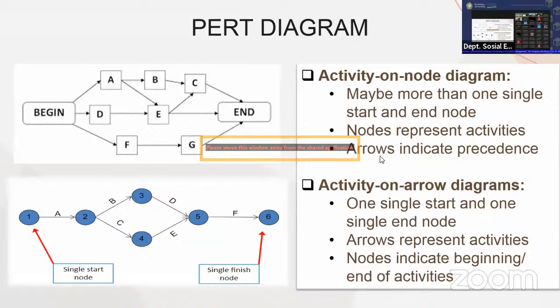The arrow is basically to indicate the precedence. The precedence meaning to say that A is the predecessor to B. A is the precedence to B.